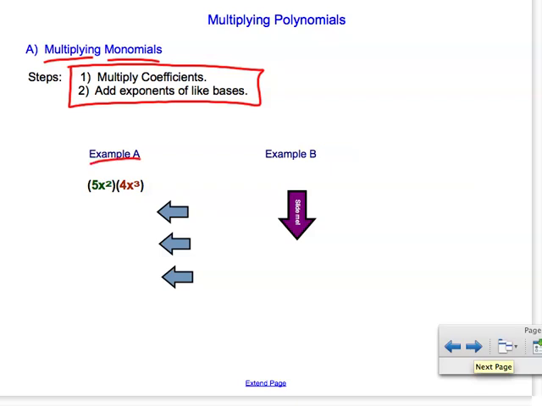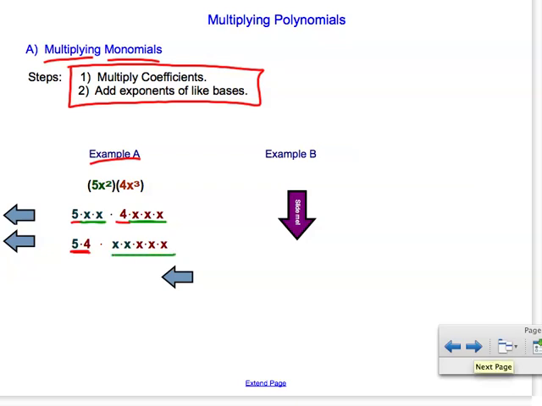5x to the second times 4x to the third. Obviously you're not going to write this out for every single problem, but as a teacher, it's really nice for me to take the time so you can see exactly what's happening. My coefficients are the 5 and the 4, and I'm just multiplying them. My variable terms are my x's. So we can group those together, the coefficients here and the x's here, and you can see why this becomes 20x to the 5th. Yes, you could have done that up here: multiply the coefficients, add exponents of like bases, as it says right here. But just to show you why and how it works.